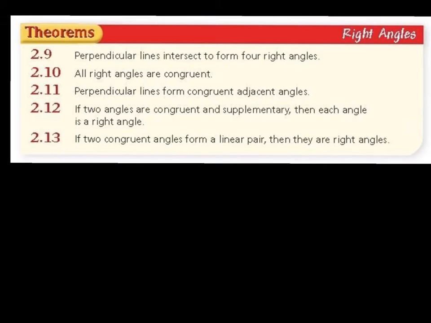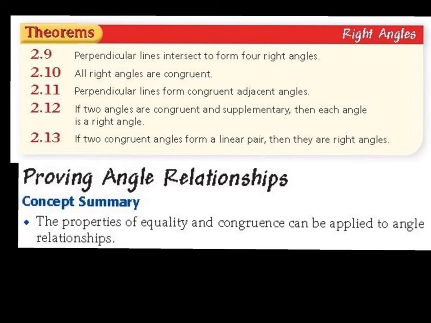Perpendicular lines intersect to form 4 right angles. Theorem 2.10, all right angles are congruent. 2.11, perpendicular lines form congruent adjacent angles. Theorem 2.12, if two angles are congruent and supplementary, then each angle is a right angle. And theorem 2.13, if two congruent angles form a linear pair, they are right angles. They have thrown so many theorems at you so rapidly that if you take careful notes, I will allow you to use them on quizzes and tests. Write them down. The properties of equality and congruence can be applied to angle relationships, and there are a lot of them.